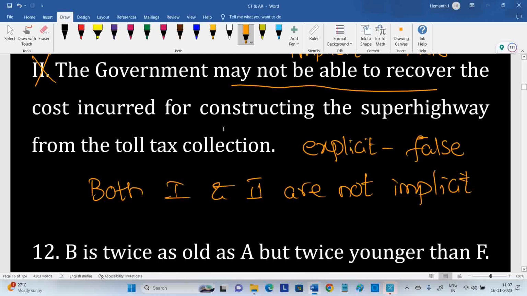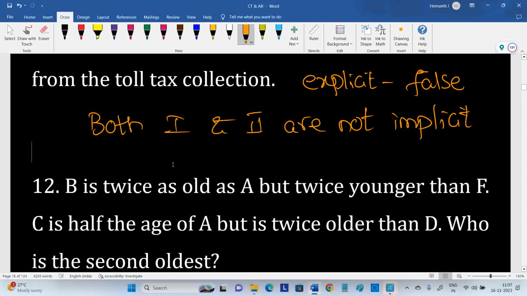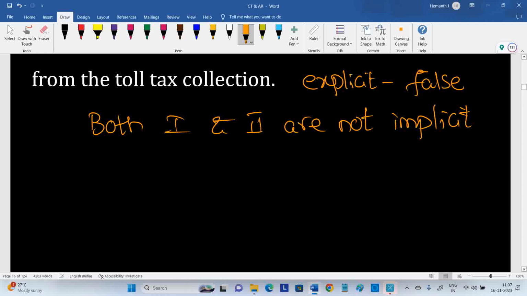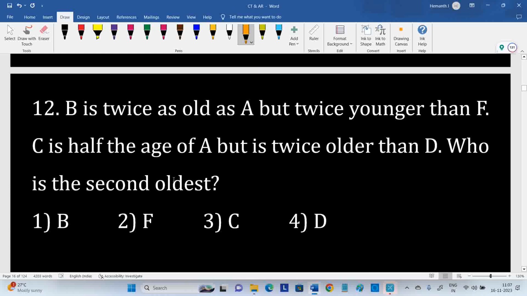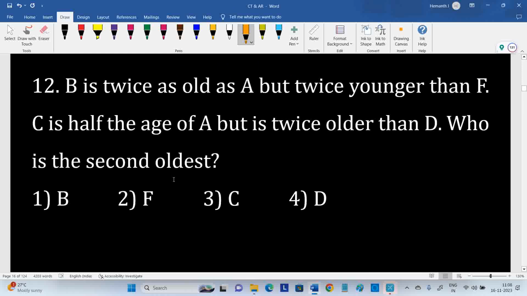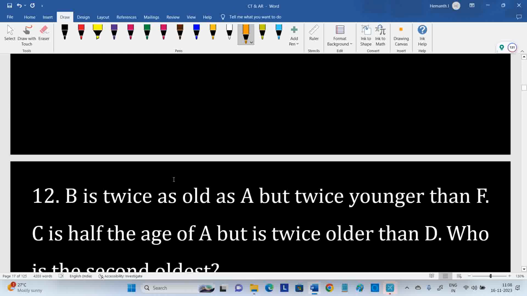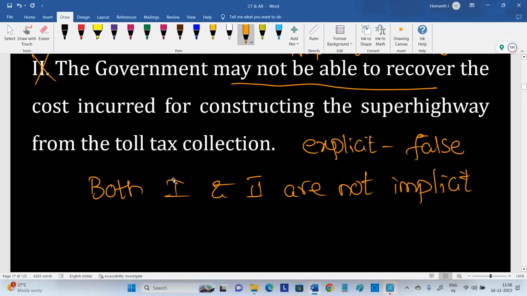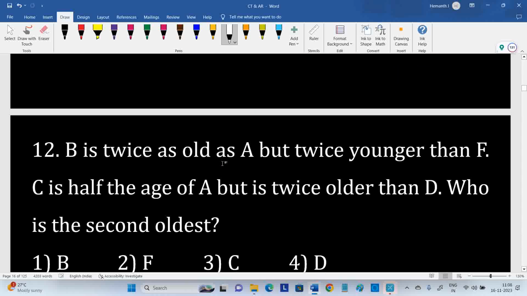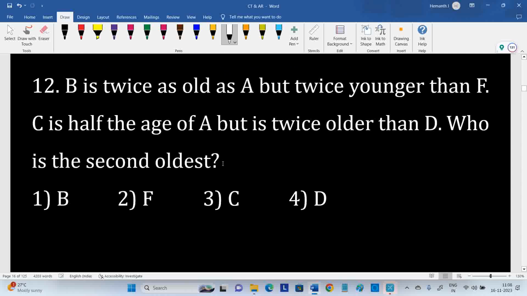Next. Here and there, they're asking some basic questions like this. Okay, ordering only, this is. I hope you are done with the previous one. The previous question: both 1 and 2 are not implicit, not true. Yeah, next one, the 12th one. Statements and assumptions, be positive: all people are intelligent, all people are clever, everything is for a certain purpose.